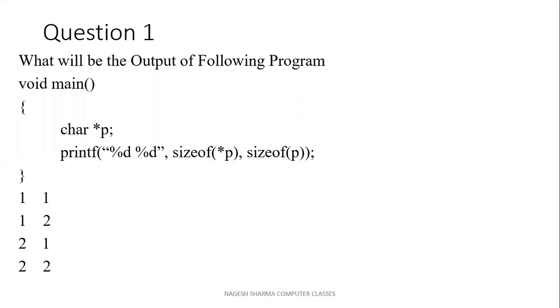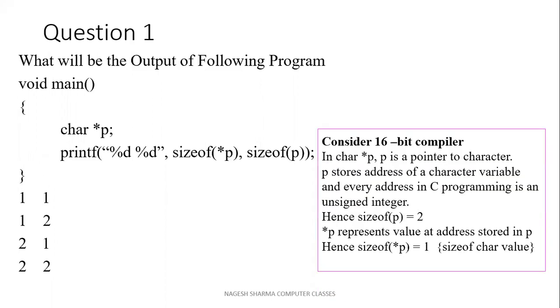Question number one, what will be the output of the following program? Void main and so on. So in this program, you are given a program code and you have to find what output this program will print. So you are given four options. Out of these four options, you have to choose one. So let's start. This is a character pointer p.